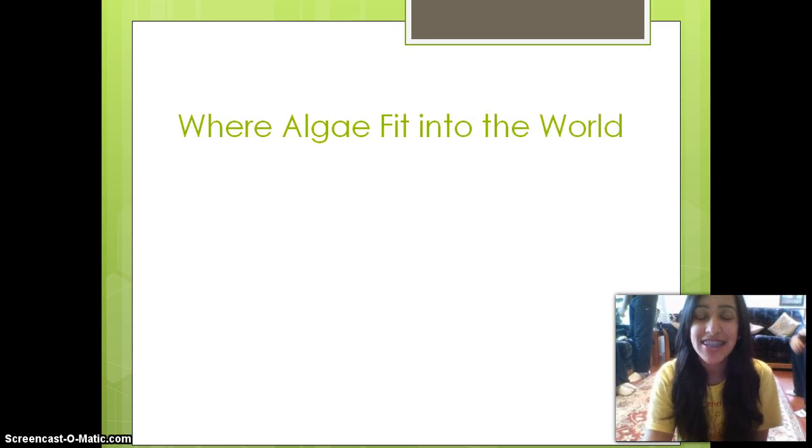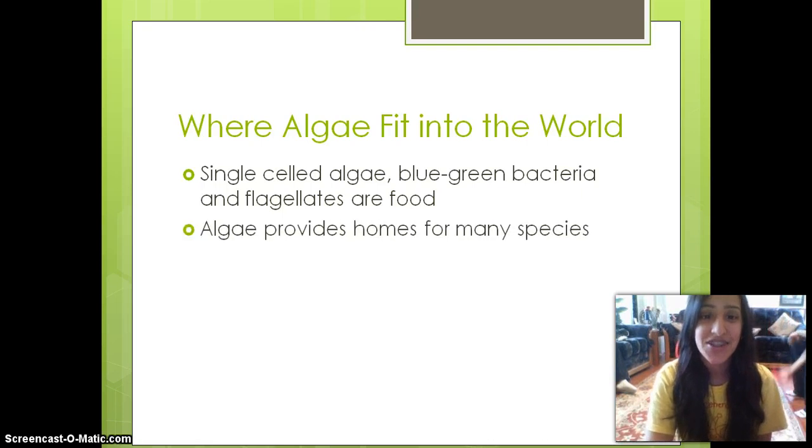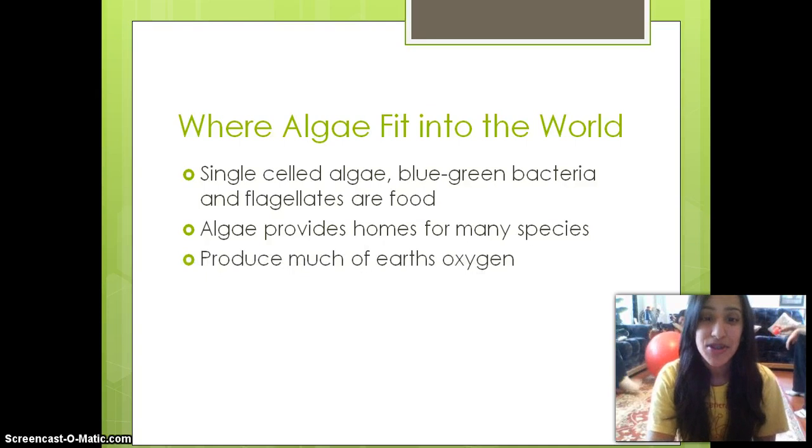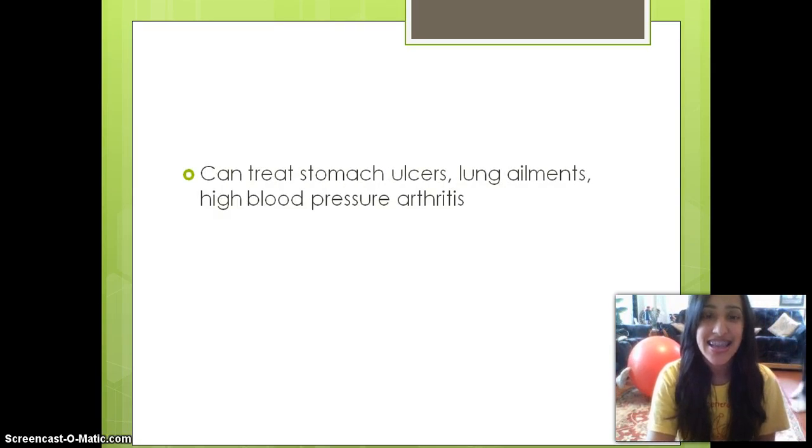Where algae fit into the world. Single-celled algae, blue-green bacteria, and flagellates are food. Algae provide homes for many species. They produce much of Earth's oxygen, and they're rich in vitamin C and iron. They can treat stomach ulcers, lung ailments, high blood pressure, and arthritis.